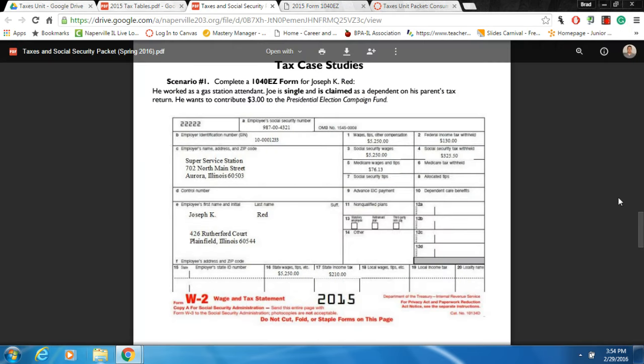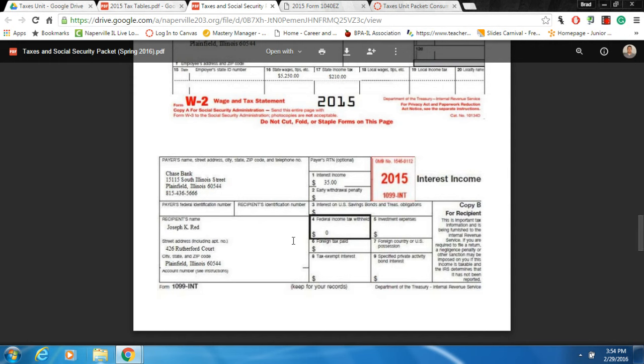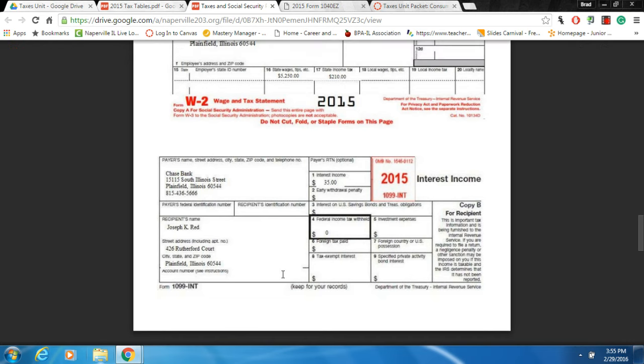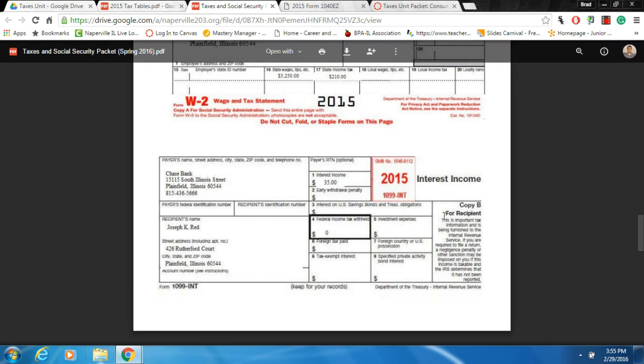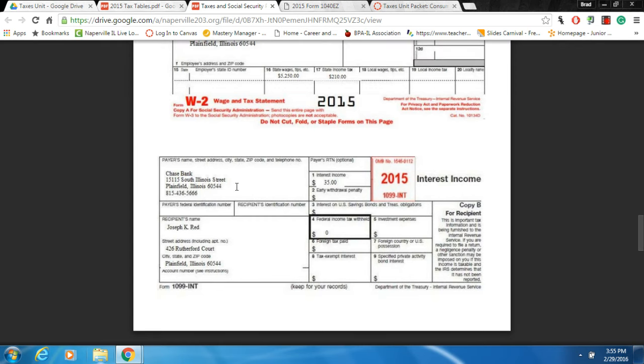So if we go back to the scenario and you scroll down, this is the form that's your interest income form. Okay, if you earn enough interest income on your account at your bank, for example, your bank will send you this form in the mail. They will also send this form to the IRS, so the IRS knows that you have interest income that you need to pay tax on.